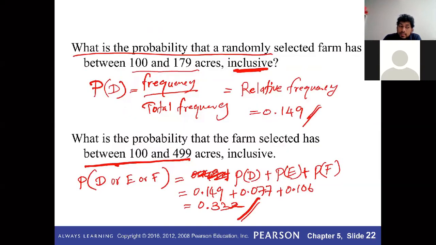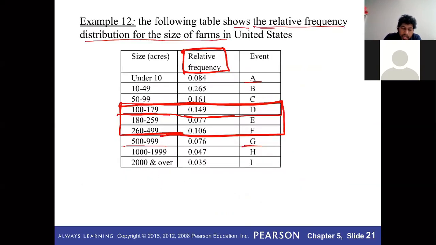Why do we use this addition rule? Because you can see here these events, any event if you pick, let's say under 10 and 10 to 49 acres, you can see these A and B events are mutually exclusive. They are different events, they have no connection. Clear? That's why we use the addition rule.